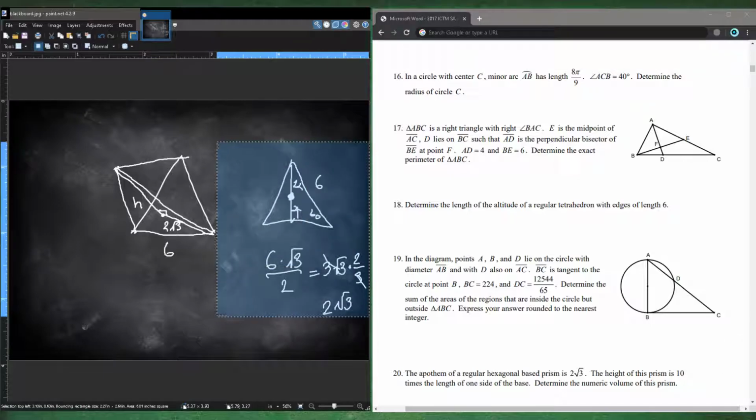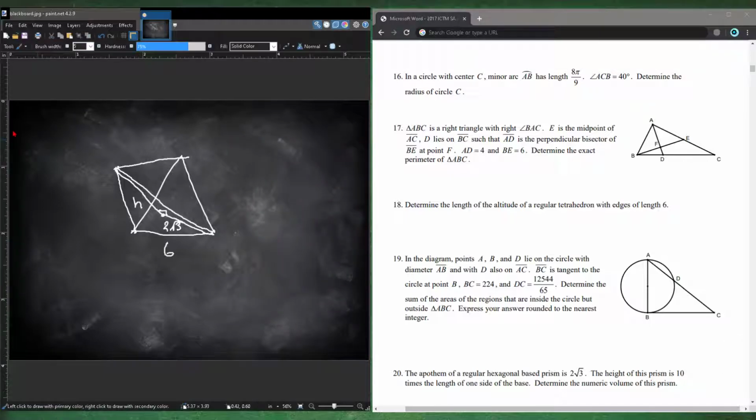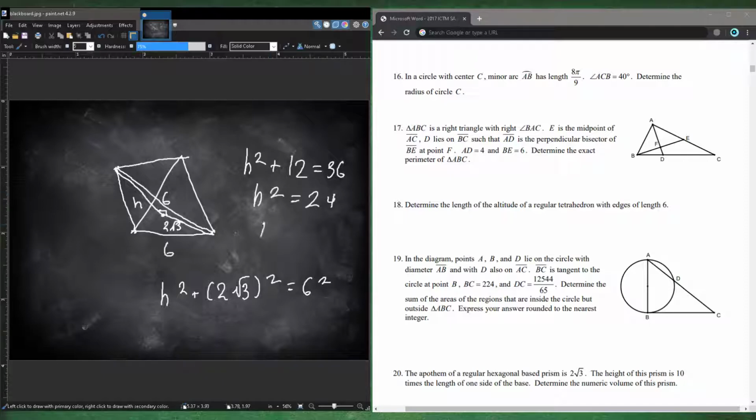And now the last thing we need to get is basically just the length of this side, and that's equilateral, so that's easy, that's just 6. So that means h squared plus 2 square root 3 squared is equal to 6 squared. So h squared plus, that's 4, that's 12, that's 36. So h squared is equal to 24. So h is equal to 2 square root 6. And that is your answer for number 18. Okay.